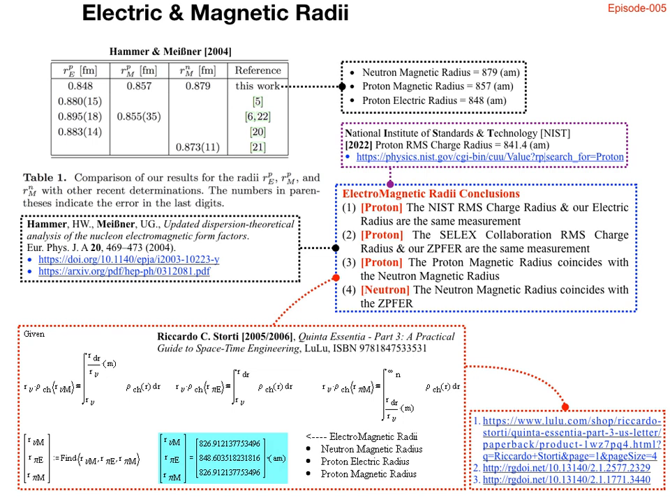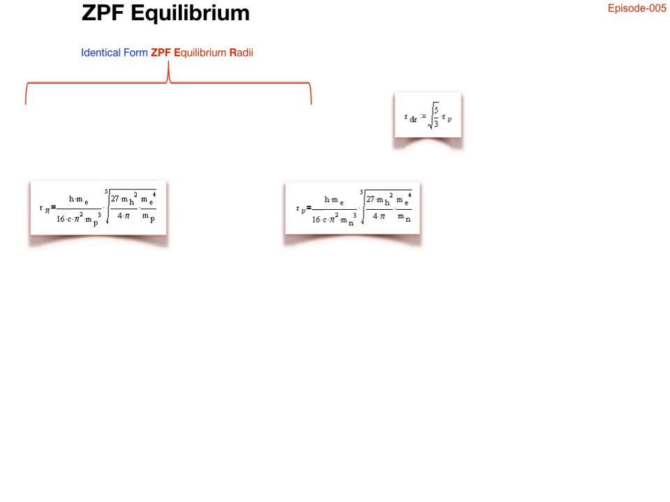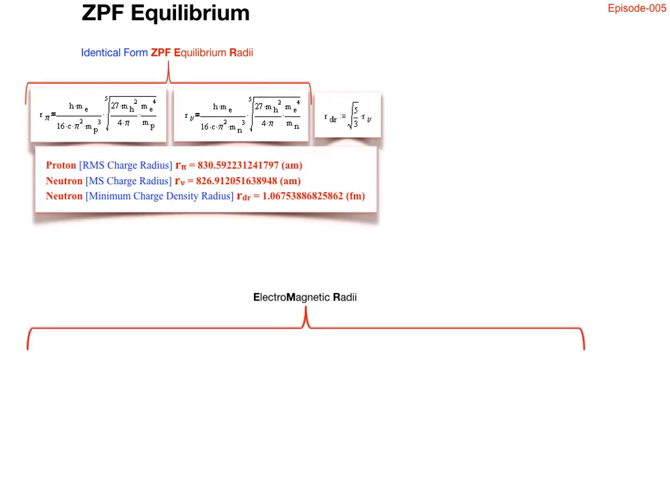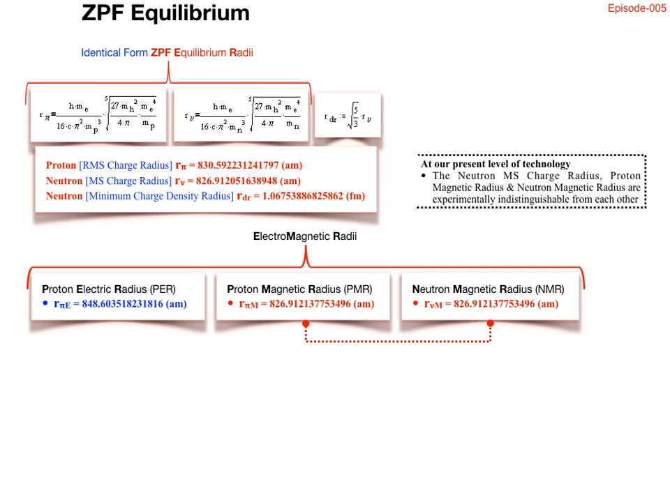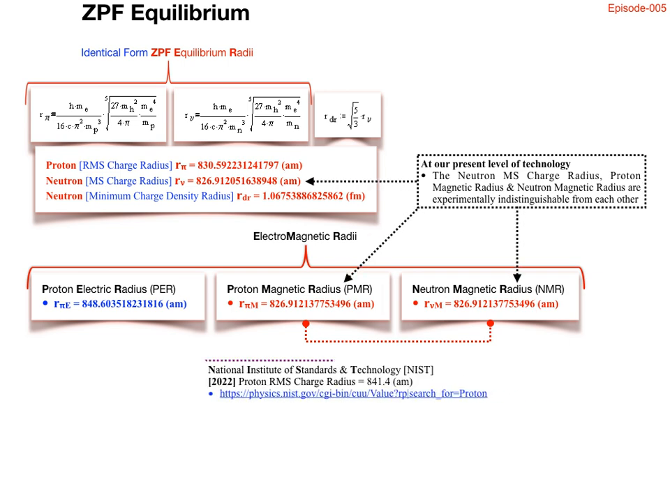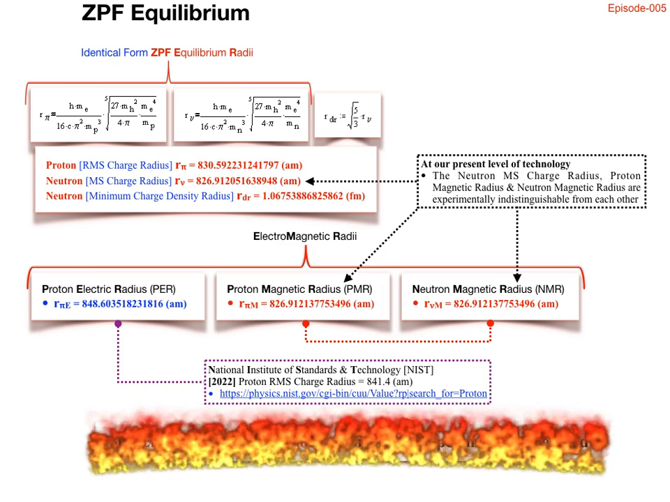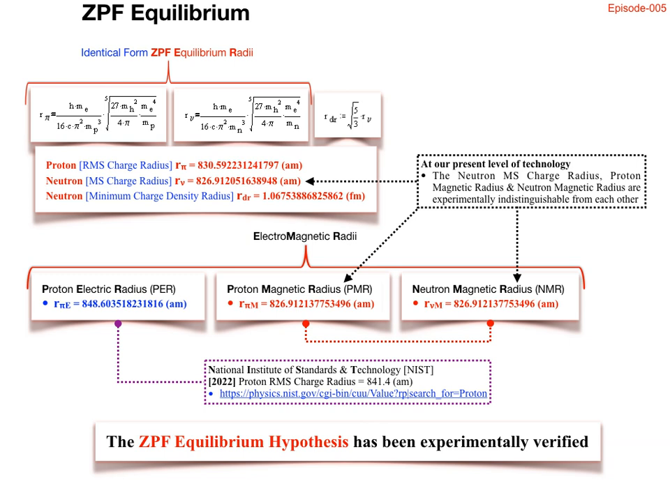However, let's take a look at the exact analytical solution and the equations involved. Utilizing the principle of zero-point field equilibrium, Storti derives exact analytical solutions for the root mean squared charge radius of the proton, the mean squared charge radius of the neutron, and the minimum charge density radius of the neutron. The significance of this being that Storti's radii derivations have been experimentally verified to extremely high precision.